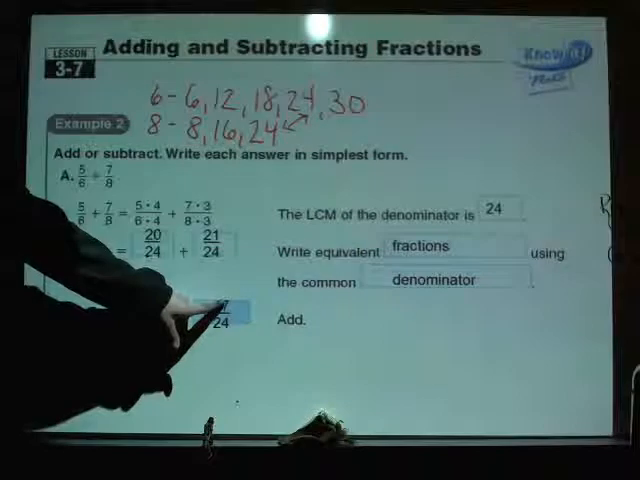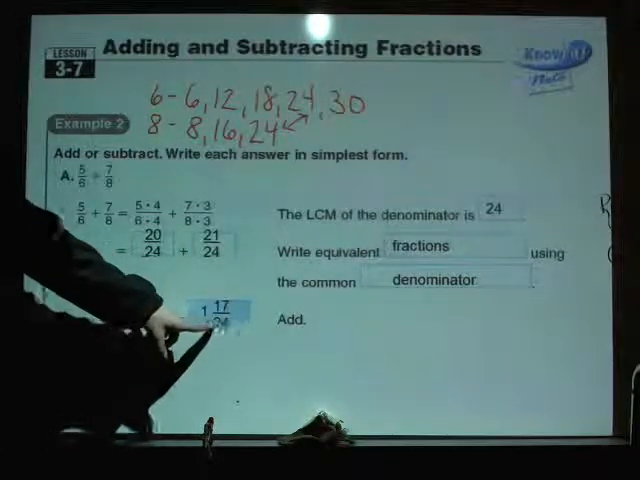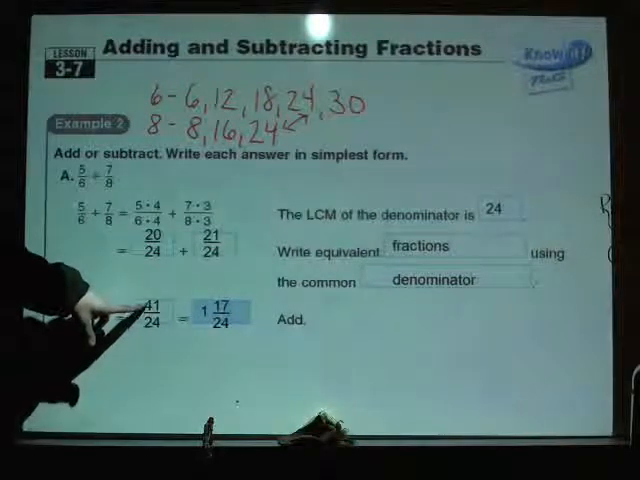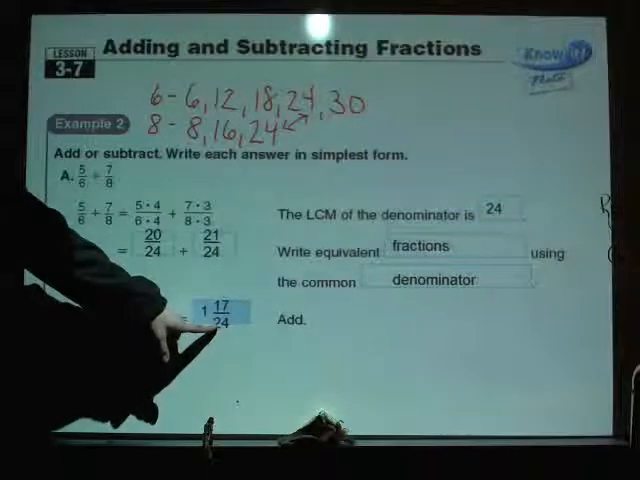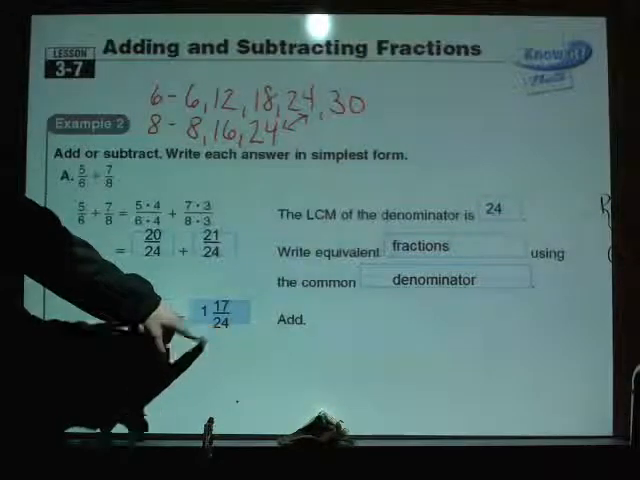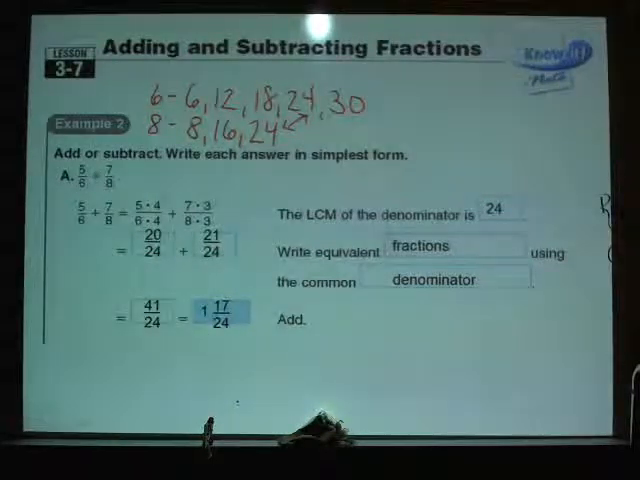The top then would be the remainder. Well, 1 times 24 is 24. How many more would I need to get to 41? 17. That's your remainder. And remember, the denominator stays the same. That's why 24 is still here. Either one of these answers is perfectly acceptable.